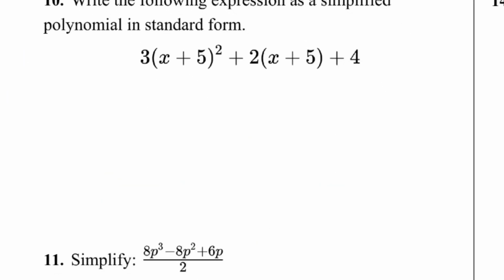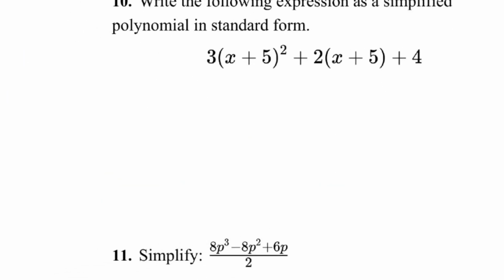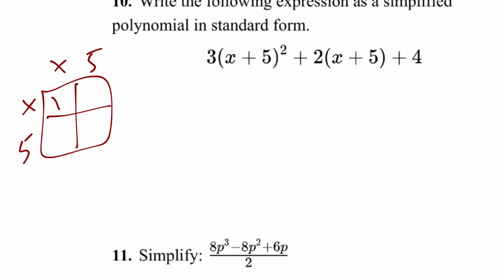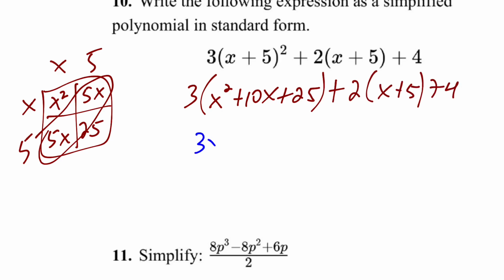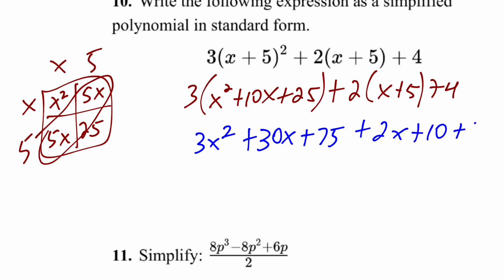So some of you distributed the 3 first. You should have used the box method first. So after doing the box method, which is x and 5 and x and 5, x squared, 5x, 5x, and 25, we have 3 times x squared plus 10x plus 25, plus 2 times x plus 5, plus 4. So we distribute, we have 3x squared plus 30x plus 75, plus 2x plus 10 plus 4.